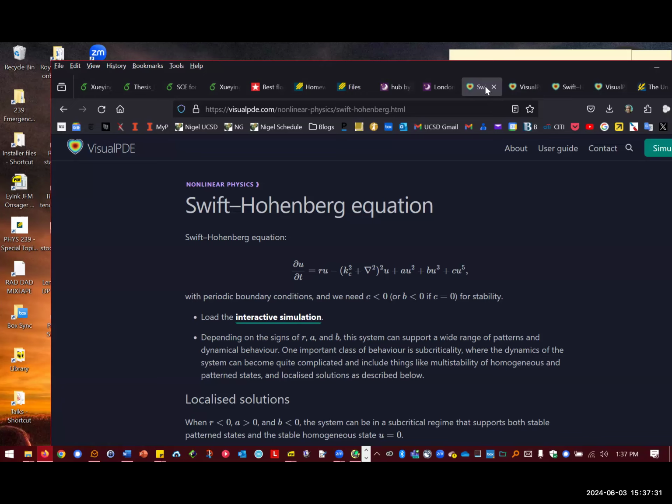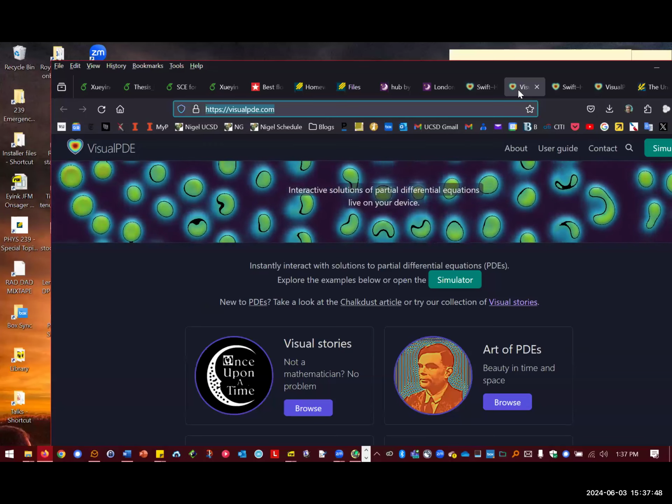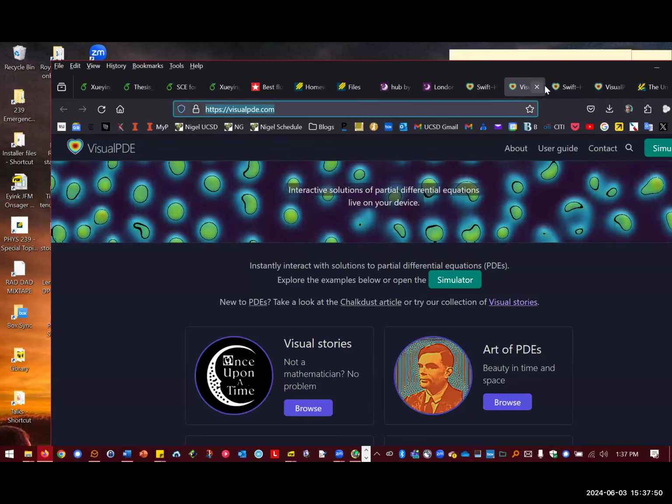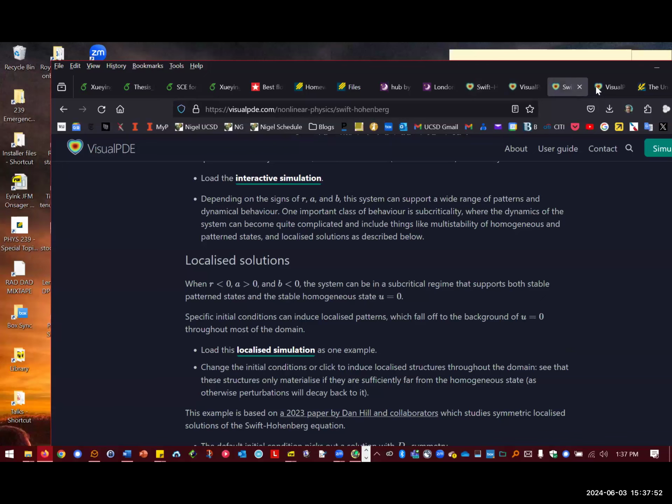Can you see that, Lingwan? Yes, I can see that. You can see my desktop now, my web browser? Yes, I can. Great, brilliant. All right, so this is a website. I've sent you in the homework, the optional homework, about this website. So it's a website where you can simulate partial differential equations.